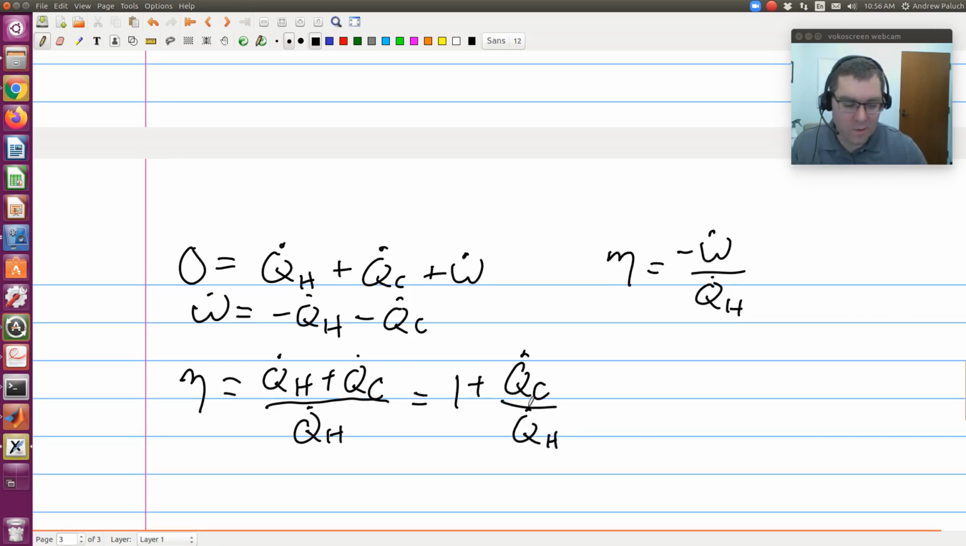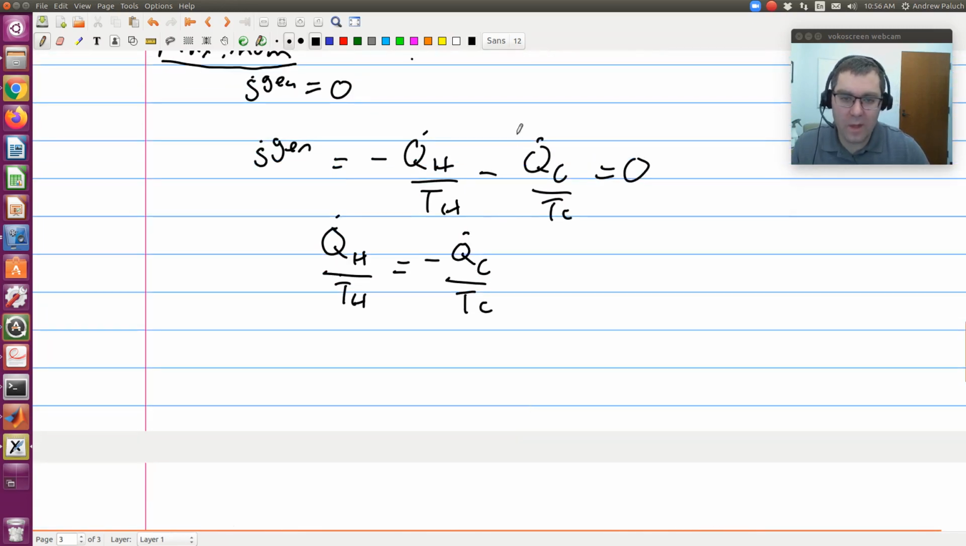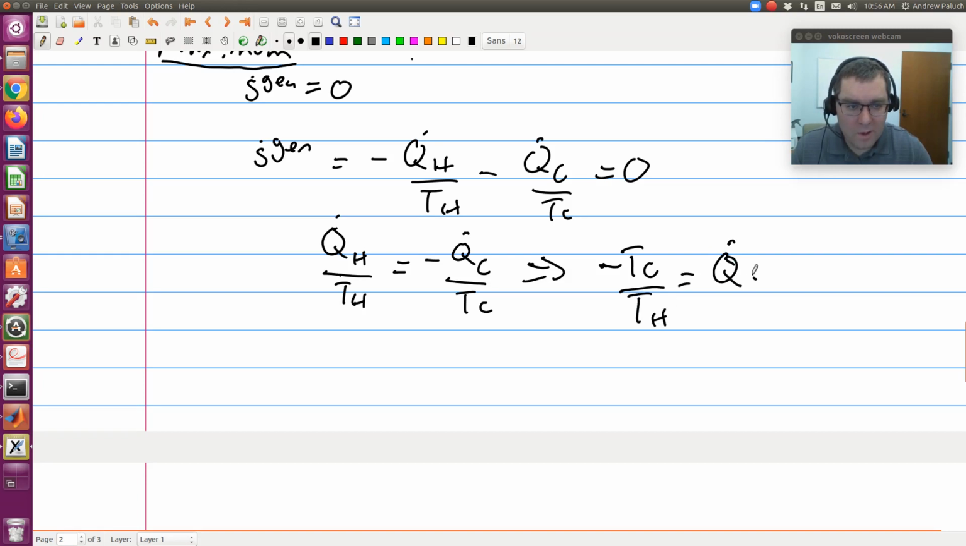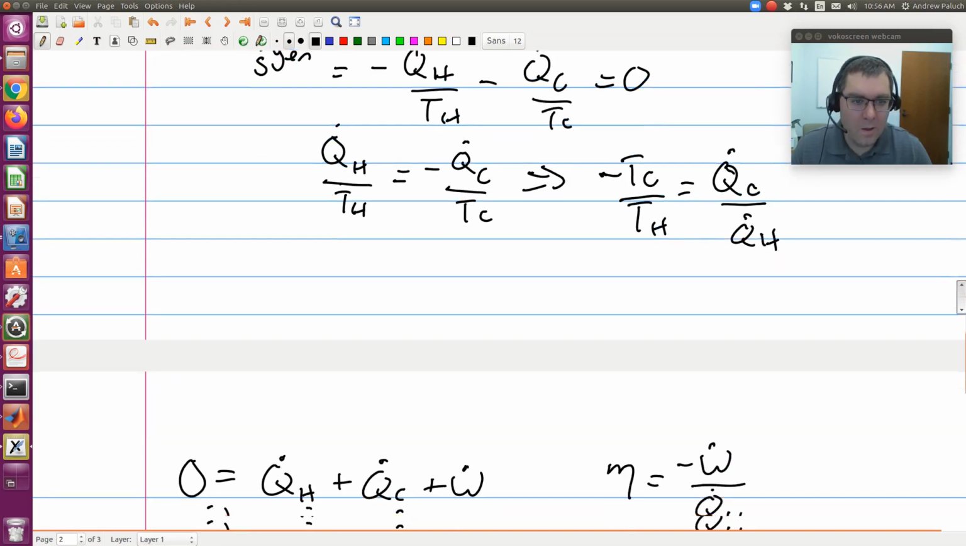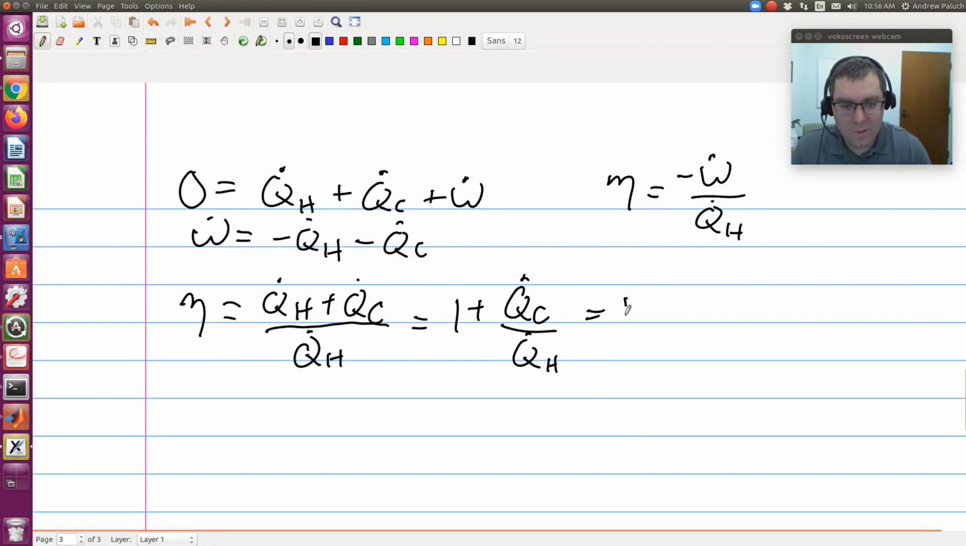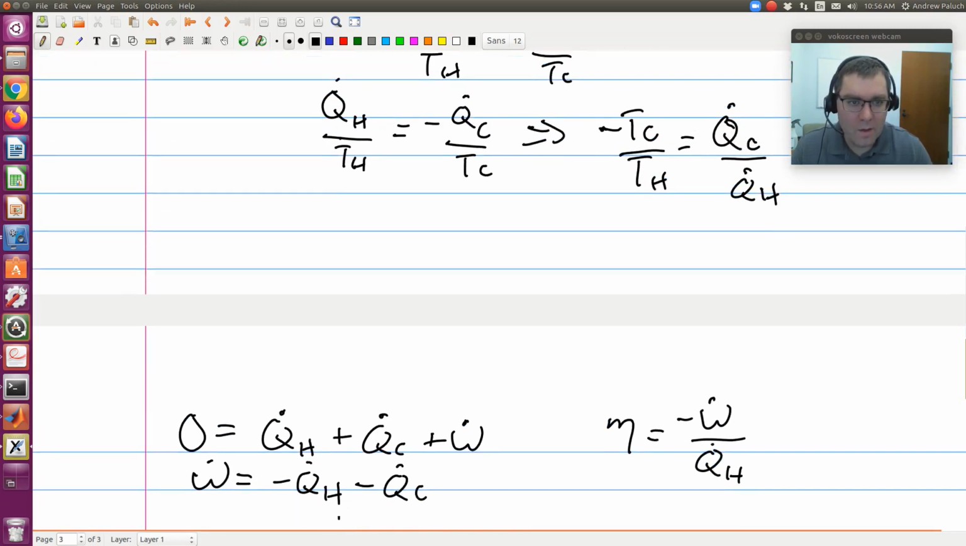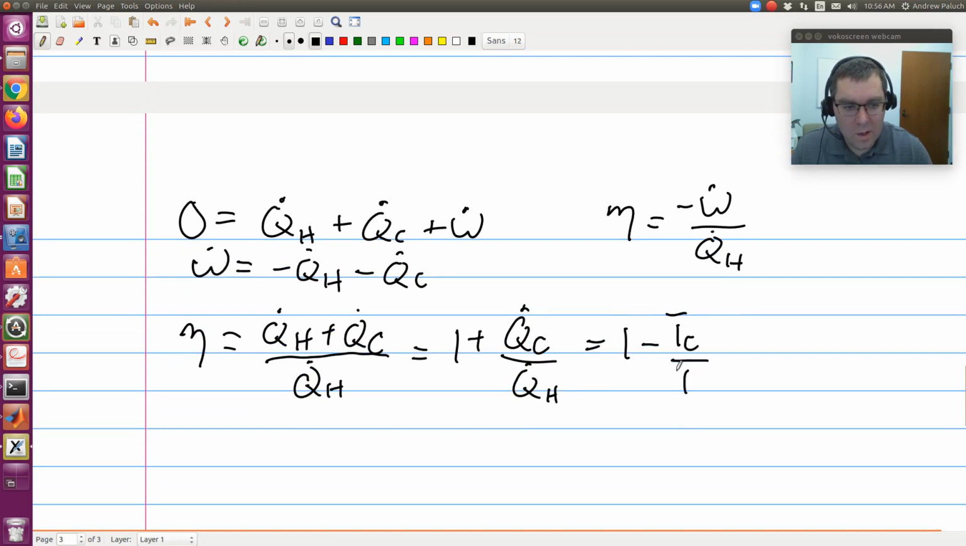Okay, so what I need is Q dot C over Q dot H. If I multiply both sides by 1 over QH and then by TC, I end up with negative TC over TH is equal to Q dot C over Q dot H. So going back to here, this then would be equal to 1 minus TC over TH. And this makes sense.